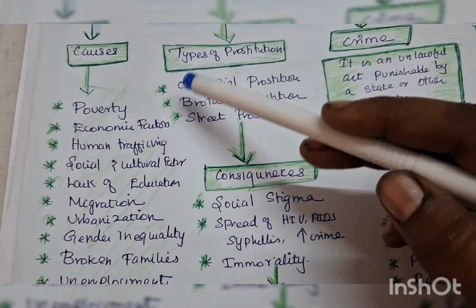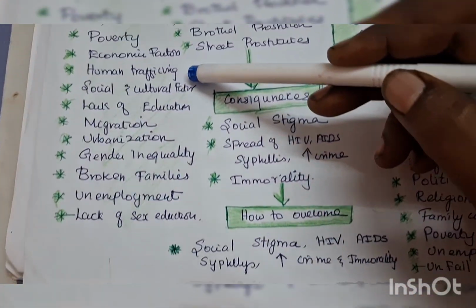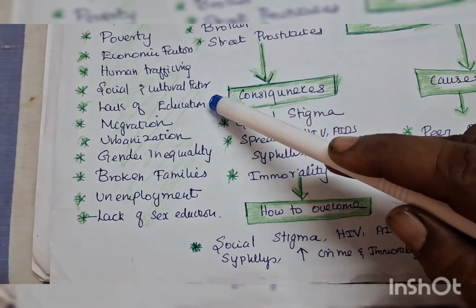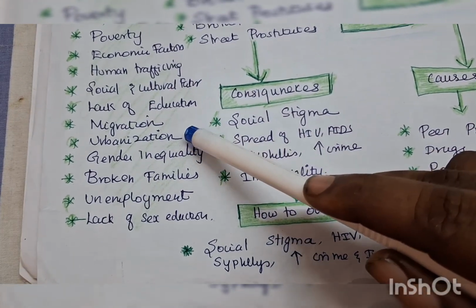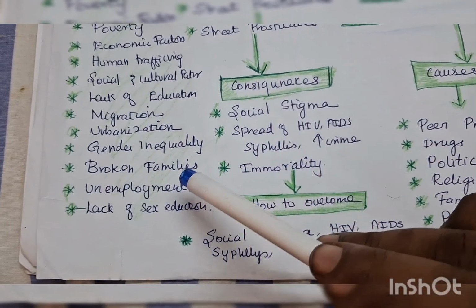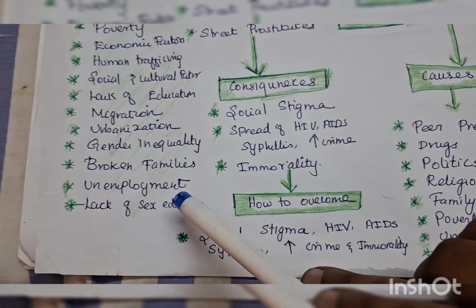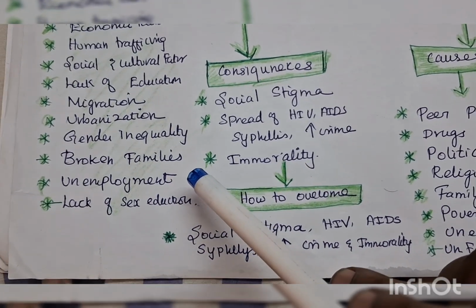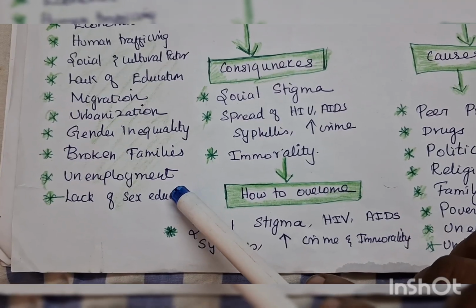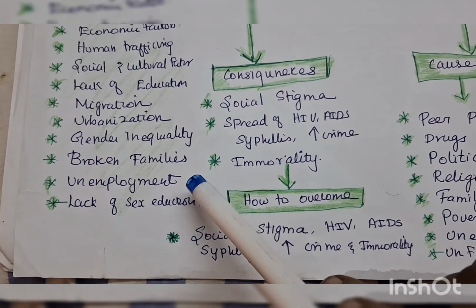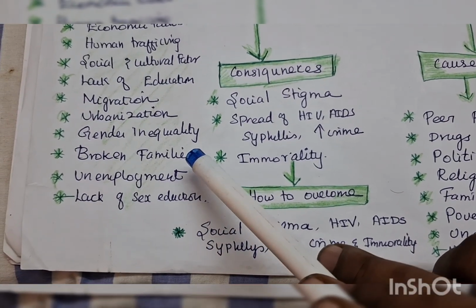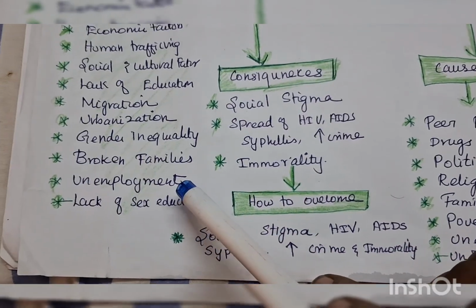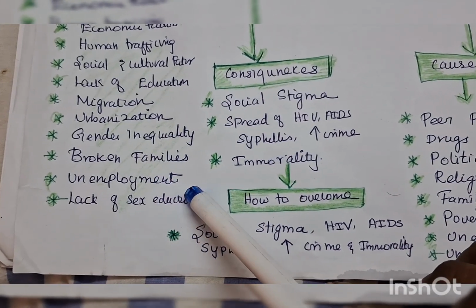Mainly the causes are poverty, economic factors, human trafficking, social and cultural factors, lack of education, migration, urbanization, gender inequity, and broken families. Father died, mother died, and then there is unemployment. She is uneducated, that's why she is not getting employment. They have to lead their life in the society, and the society is also talking about status. Some people, everything is fine, but they are in a low class society, they want a high class.